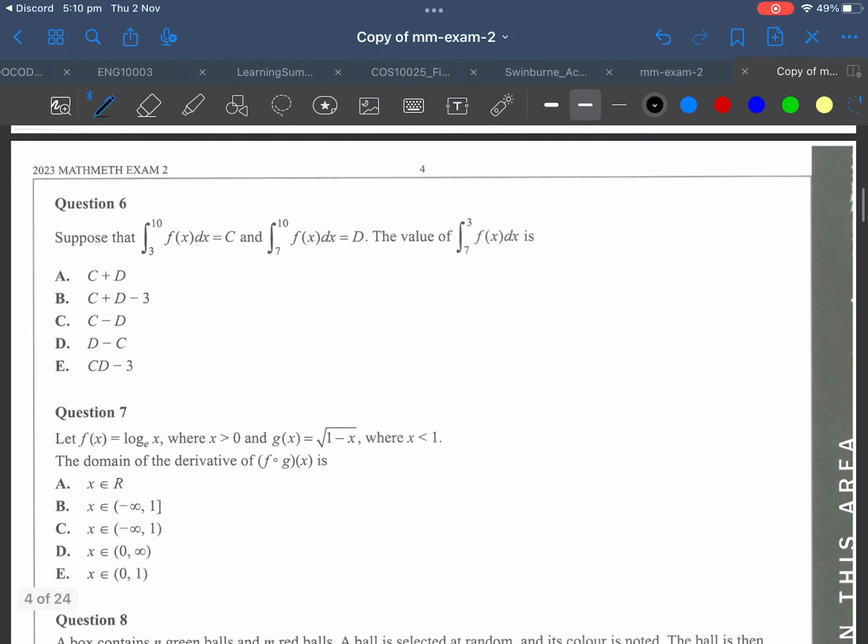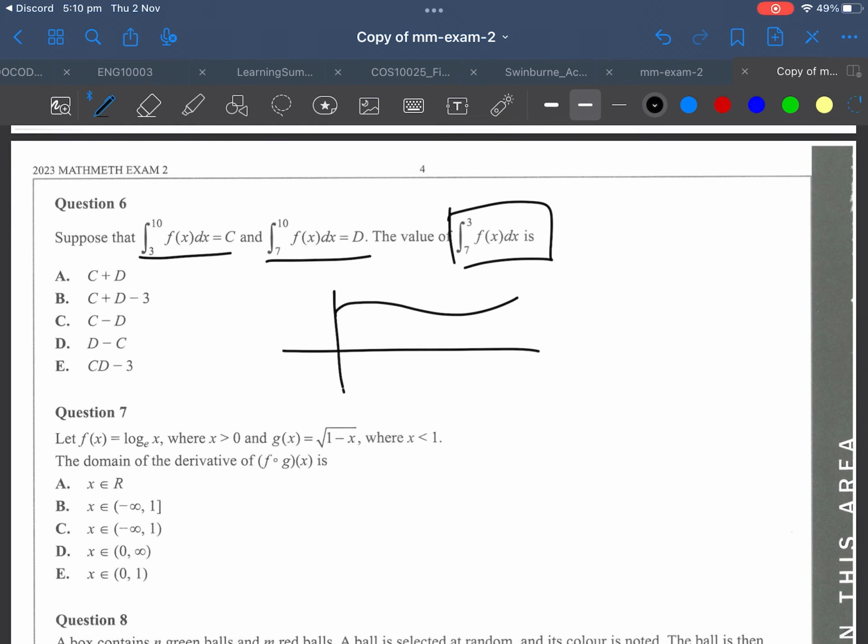Alright, moving on. Supposing that the integral of this is going to be c, the integral of this is going to be d, and this is... so we have to find the value of this. Okay, let me just draw the graph first. I like to draw visuals for these sorts of questions. Say that this is our graph, and this is 3, and let's say this is our 10. So this entire area is going to be c. Okay, and from 7 to 10, this area is going to be d, and we have to find what this area is.